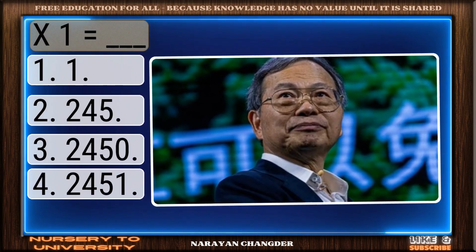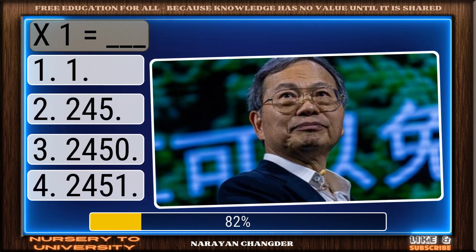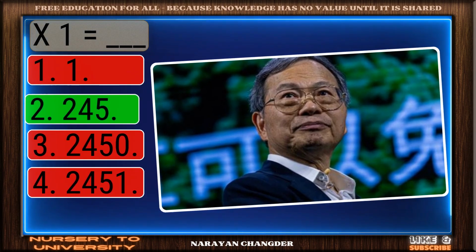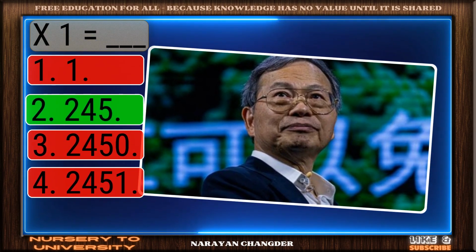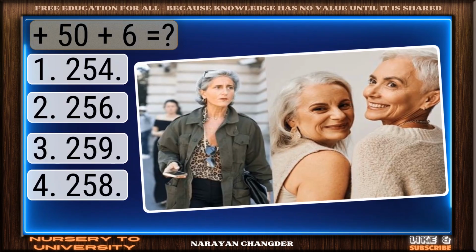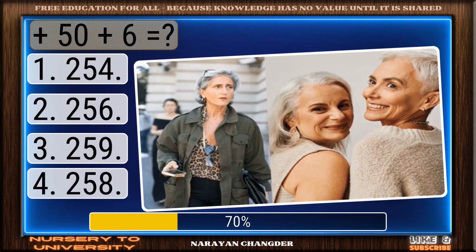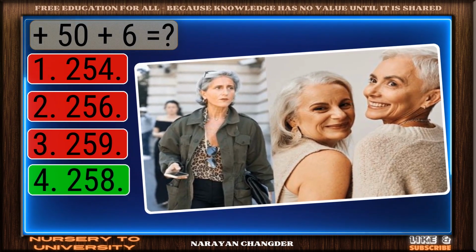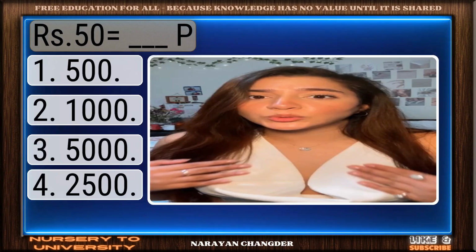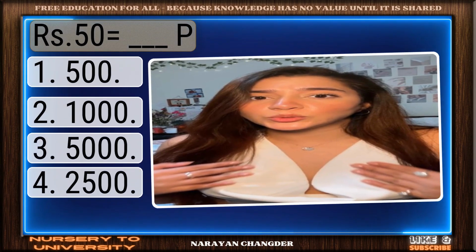x1 equal to dash? Smart pick. 245 is the correct choice. Plus 50 plus 6 equal to. Well reasoned. 258 is the correct choice. Rs50 equal to dash p.